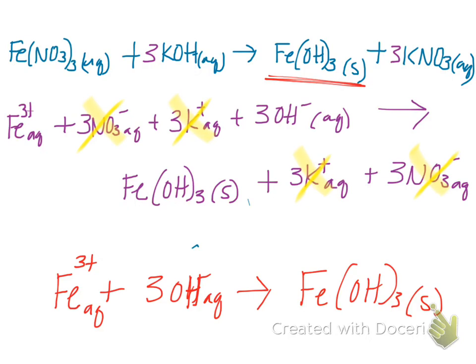You can only cancel them out if they appear the same on both sides. So like sodium, or in this case potassium, was aqueous on both sides. Okay? So that's why I was able to cancel it out because it didn't change. It started out aqueous, it ended aqueous. So that's why I was able to cancel out. The reason it's the same on both sides is because we balanced it first.